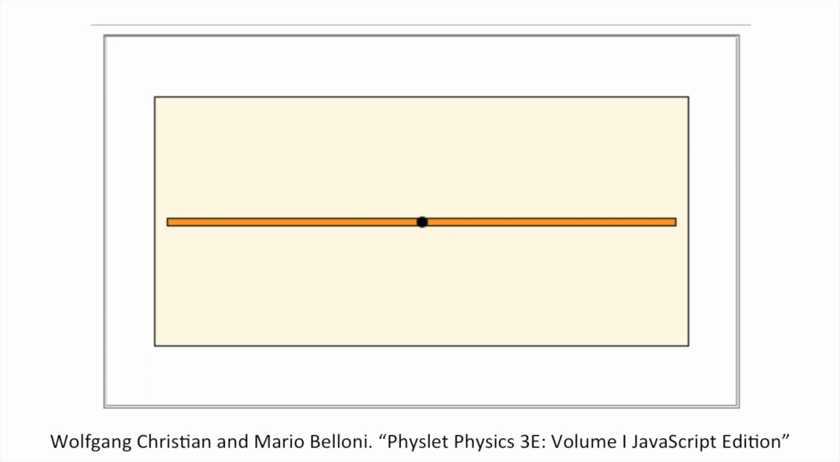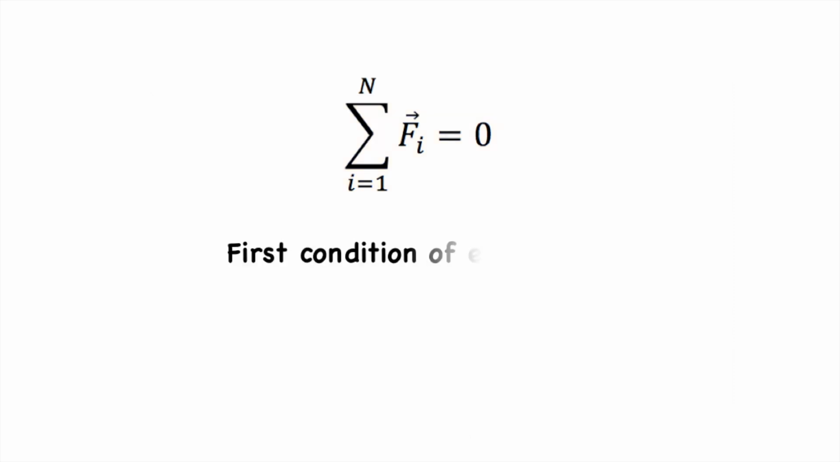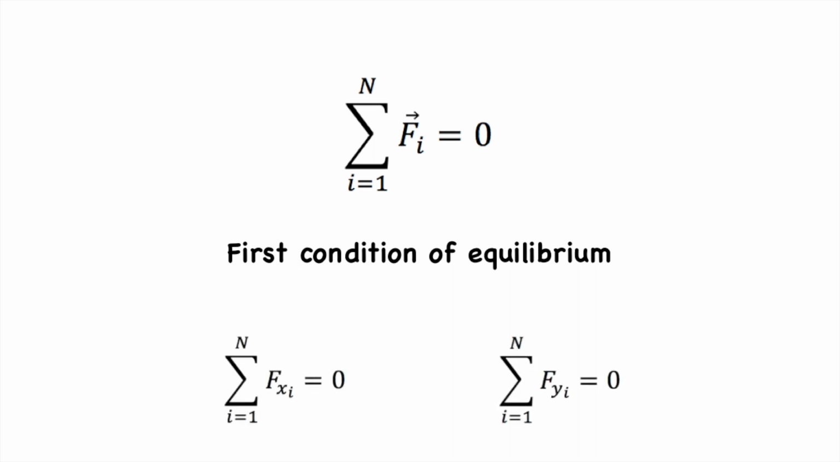Well, according to Newton's first law, if the net force acting on an object is zero, then the object will stay at rest. The condition that the sum of the forces equals zero is known as the first condition of equilibrium. This obviously means that the sum of forces in all directions is zero. In the case of the rod, it could move in the x and y direction, so the net forces in the x and y direction must be zero.